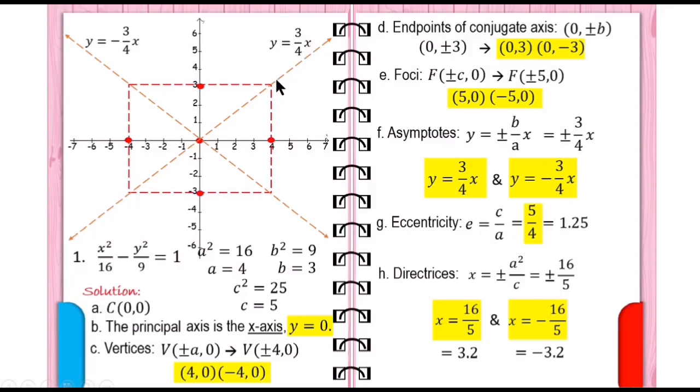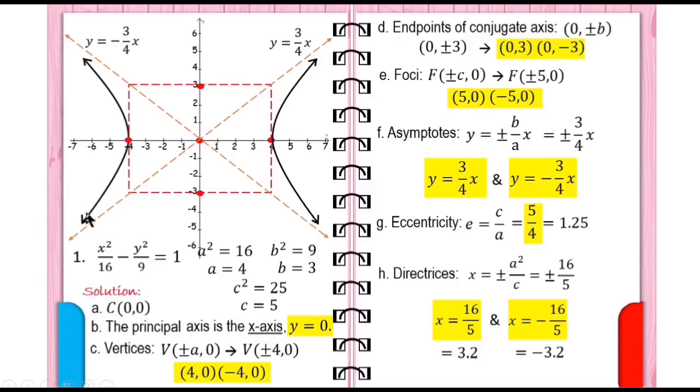Remember that if a line is rising from left to right, the slope is positive. A line that slants down from left to right has a negative slope. These asymptotes serve as our guidelines to sketch the branches of the hyperbola, keeping in mind that the hyperbola will not touch its asymptotes. We draw a smooth curve, and this is now the graph of the hyperbola.